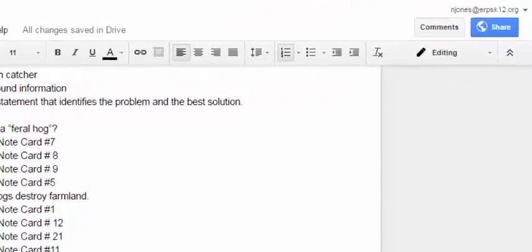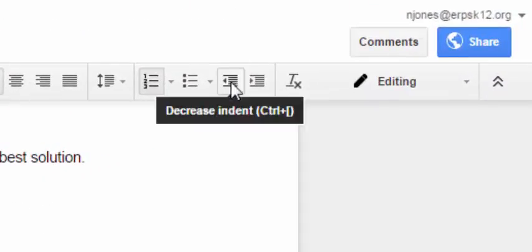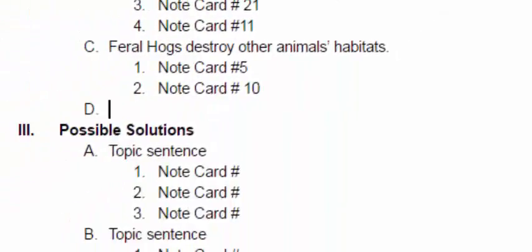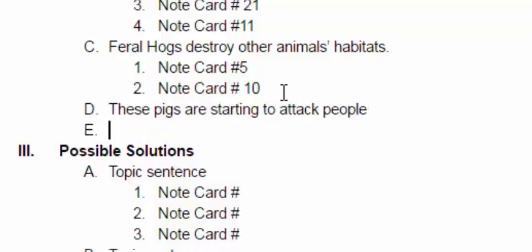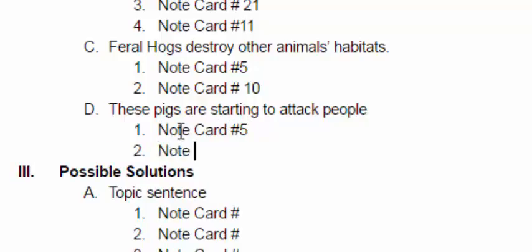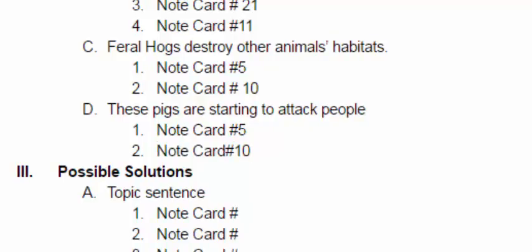So, there's a little tip here. If you hit this decrease indent button, it'll go over. Now, I also noticed, and you can do this too, you can use the same note card in 2 different areas. It's fine. Now, once you finish with the problems, you got to do the same thing for your possible solutions and your best solution.